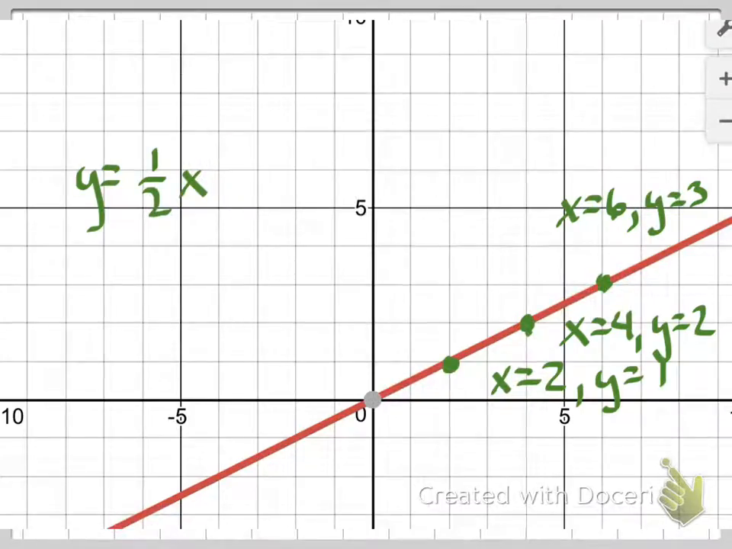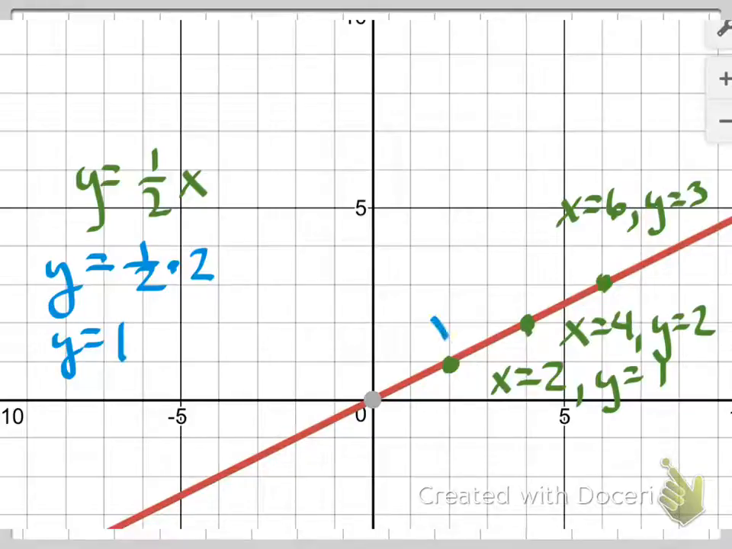Here's an example of a function where y equals 1/2 x. So whatever x happens to be, I multiply that by 1/2 and then I end up with my y coordinate. In this example, x equals 2. So I'm saying y is equal to 1/2 times 2. Well, 1/2 times 2 equals 1. That's where that point ended up being. If x equaled 4, if I multiply 4 times 1/2, I end up at 2. If x equals 6, and I multiply that by 1/2, y would equal 3.